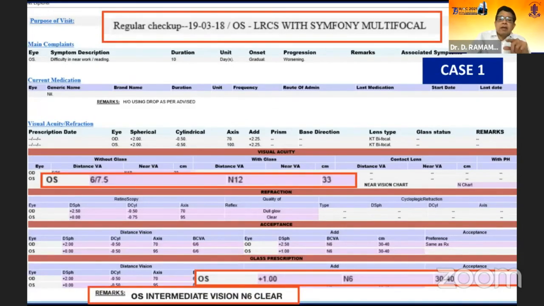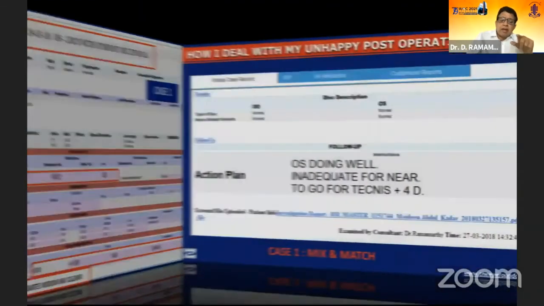You can see over here, I had done a LRCS with a Symphony multifocal intraocular lens. This is essentially to drive home the point. The second eye surgery is a great tool for addressing some of the refractive issues or some of the initial problems that the patient had. Symphony is a great lens, but it's somewhat deficient for near vision. Patient required +1 diopter as far as near vision is concerned. Was not very happy with that.